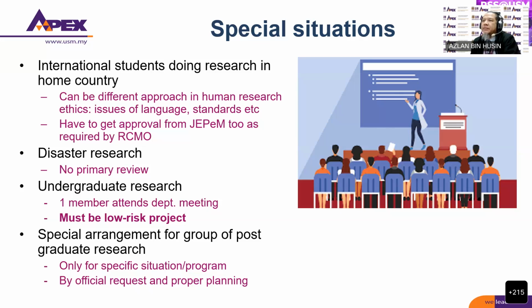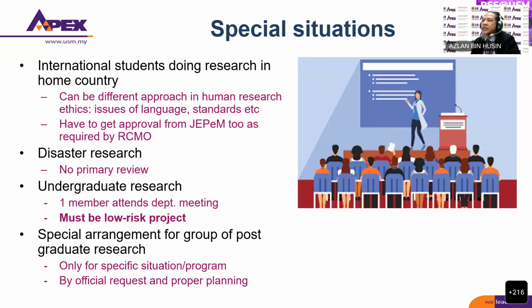So for undergraduate research, because we know they have very limited time to do research, we try to accommodate. One member attends 10 proposals, for example, or 5 proposals, for example, at one go in the big hall, and it should be a low risk project. For the coordinator of a certain program that requires a final project and wants to do human research, please pay attention that the research should be low risk, because it's not fair for the student to do a high risk kind of project, ethically as well as scientifically. And we will make a very special arrangement so that it can be done.